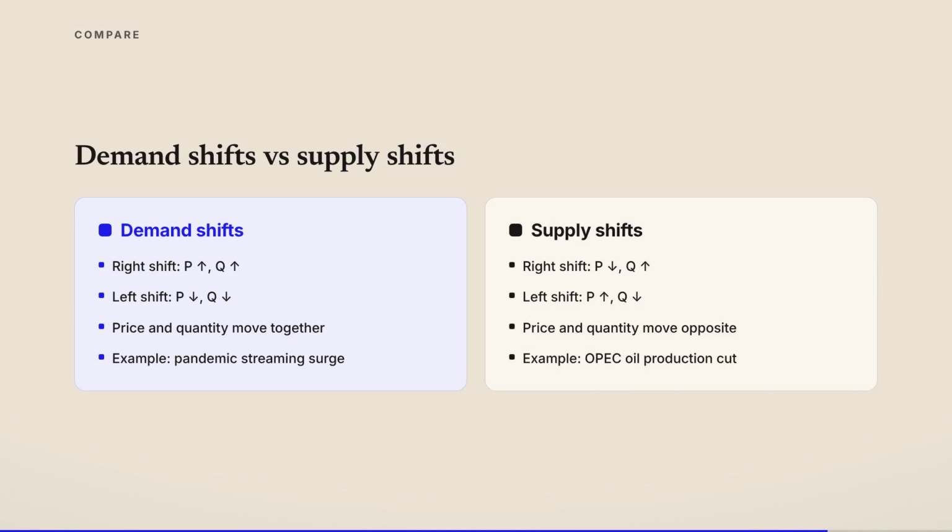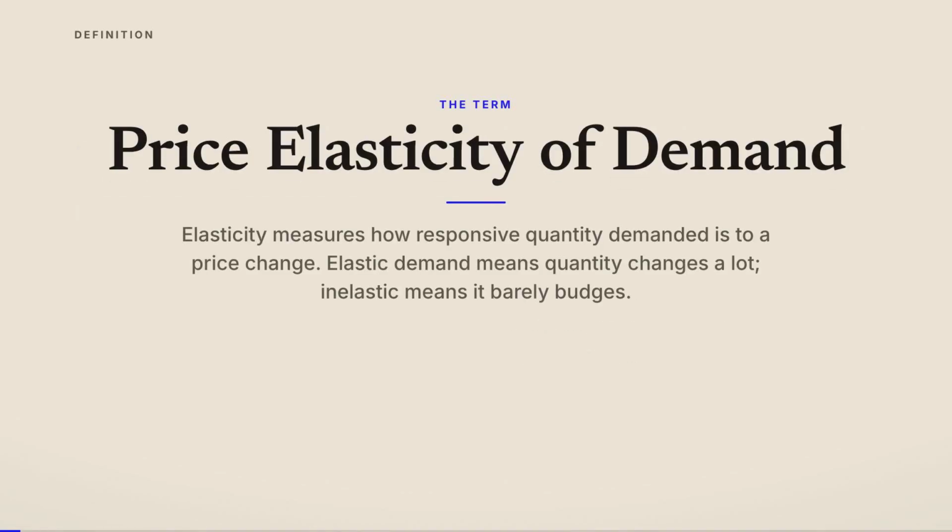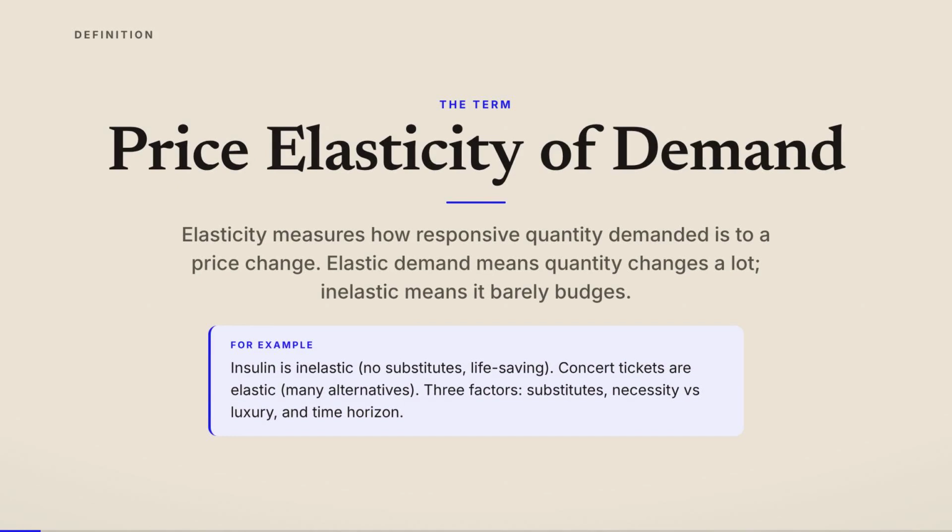Here's the key pattern to remember. Demand shifts move price and quantity in the same direction. Supply shifts move them in opposite directions. Get that straight, and you can analyze almost any market change. Let's go deeper into something I hinted at with the Starbucks example.